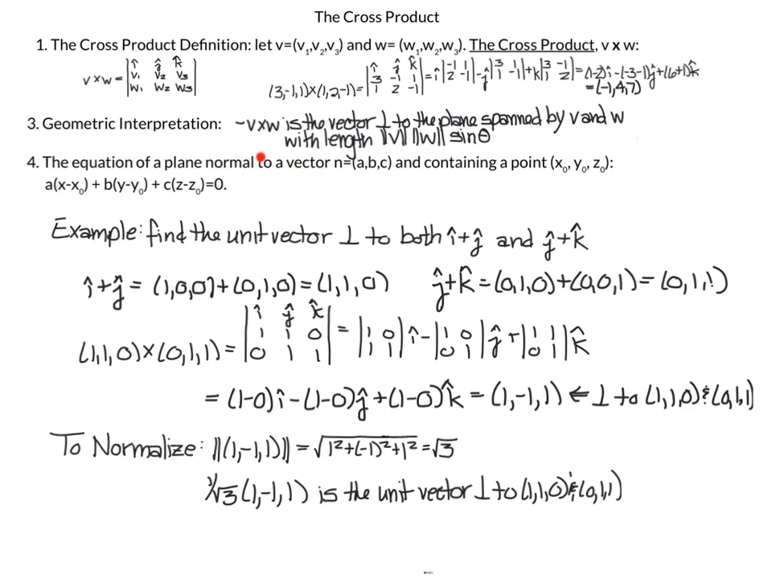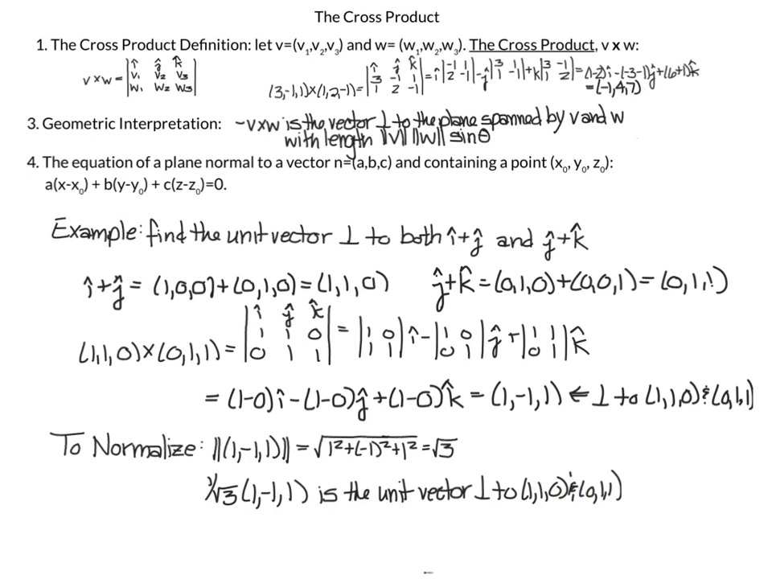Since the problem asked for the unit vector, we need to normalize our vector. So we need to normalize our 1, minus 1, 1. So we need to know the length of 1, minus 1, 1, which is just the square root of 1 squared plus minus 1 squared plus 1 squared, which is square root of 3. So 1 over square root of 3 times 1, minus 1, 1 is the unit vector perpendicular to 1, 1, 0 and 0, 1, 1.